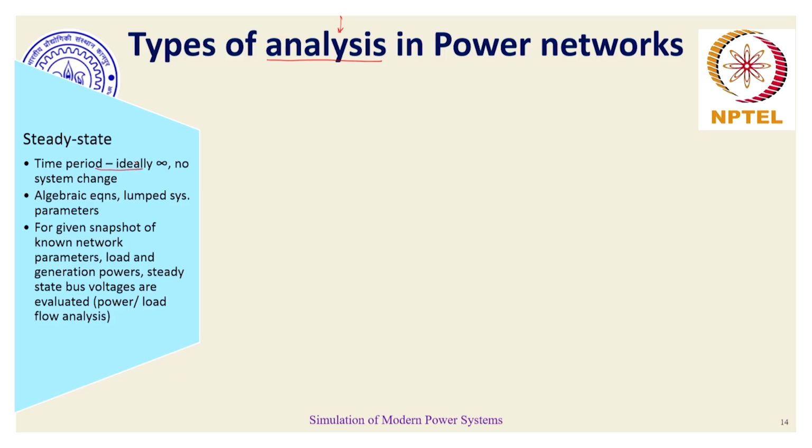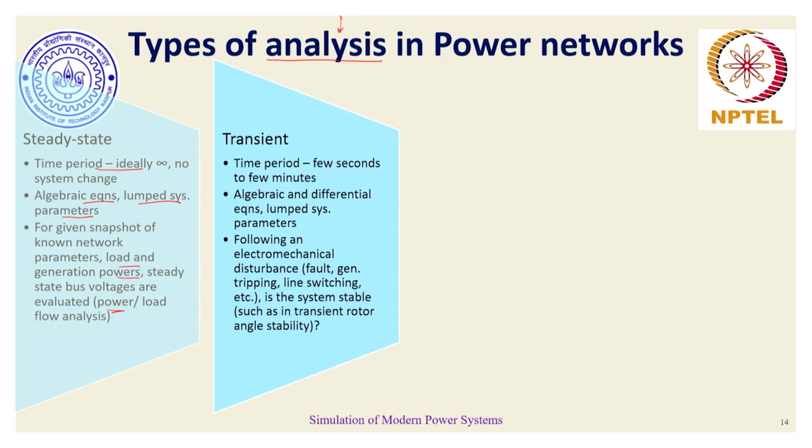As the term steady state would mean, time is not bringing in any variation at all. Our network equations are all algebraic equations, simple equations, and we can use lumped system parameters. We'll talk about lumped versus distributed when the appropriate time or module comes in. The idea behind steady state analysis is that nothing is changing with time, so we just want to find the voltages, power values, loads and so on, which is what is part of power flow analysis or contingency analysis. The next time frame is the transient, where time varies in the order of a few seconds to a few minutes.